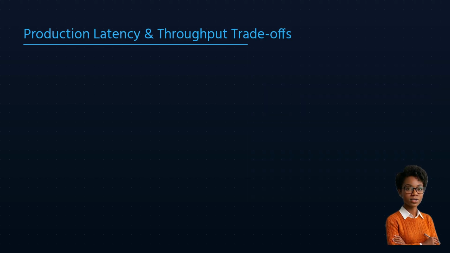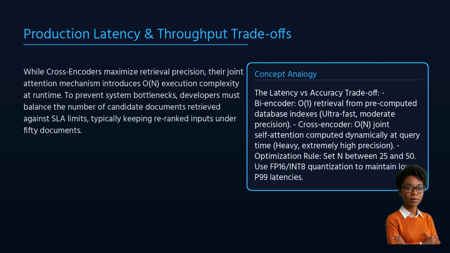When moving this architecture to production, latency becomes your biggest enemy. Unlike Bi-encoders, where vector similarities are computed in microseconds via flat indices, cross-encoders pass every single candidate through a neural network at query time. For scale-out web applications, you should restrict the re-ranking candidate pool to 30 or 50 documents. This keeps your response time stable while capturing most of the precision benefits.